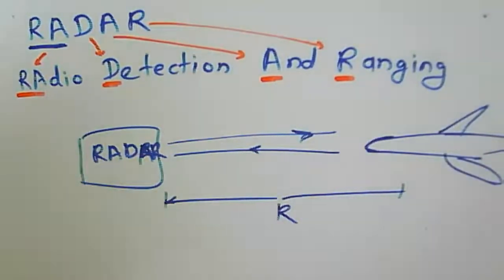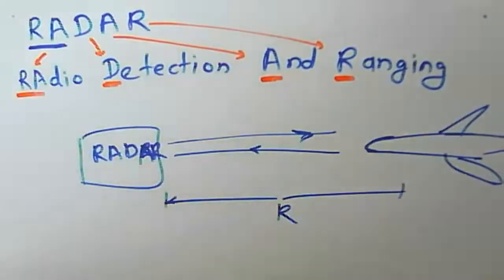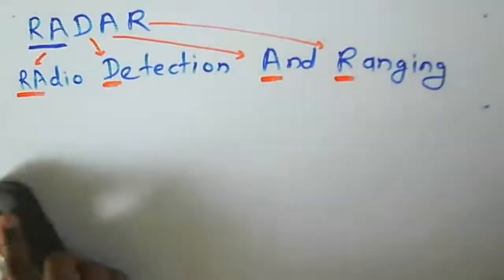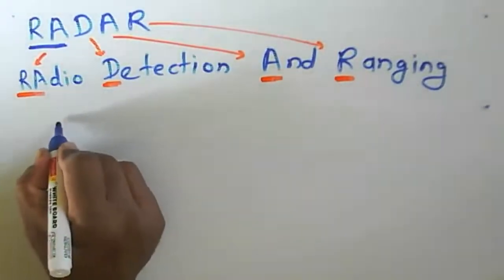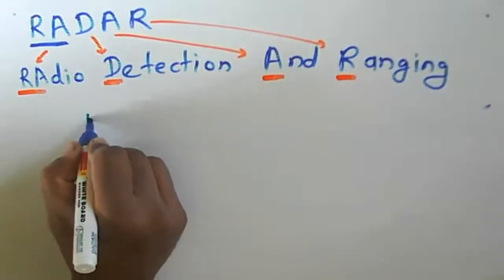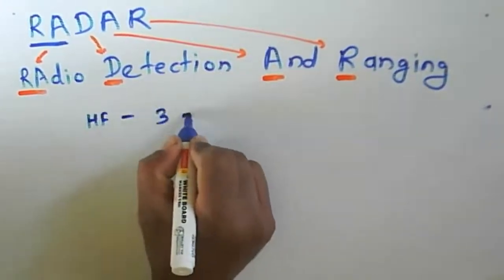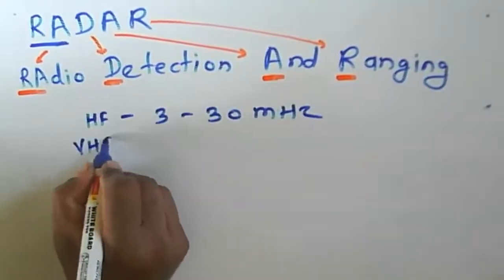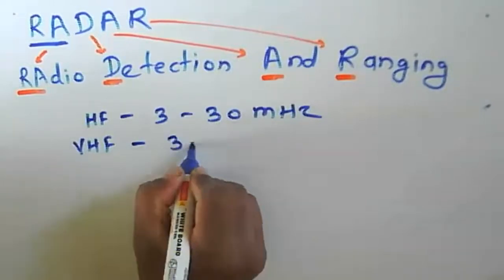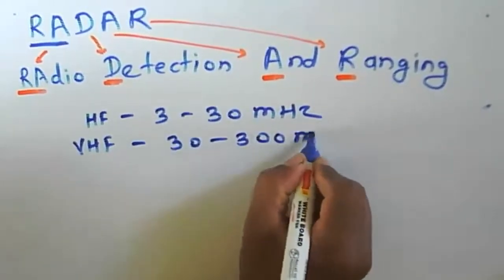Now above that, whichever remaining band we have is about 3 to 300 megahertz. So 3 to 30 megahertz is high frequency, then VHF is about 30 to 300 megahertz. I'll just write here the band of frequency: HF is 3 to 30 megahertz, then very high frequency VHF is 30 to 300 megahertz.